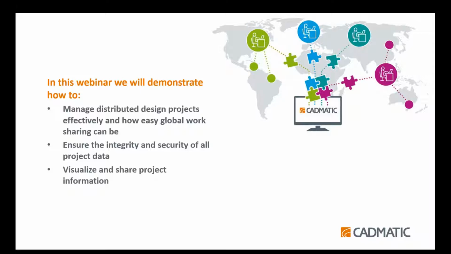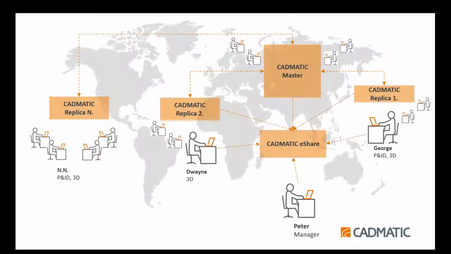So let's go to the practical setup. We have a scenario where we have a Catmatic master database located in the main office. This company has a couple of replica databases which are connected to this master database and updating each other frequently, transferring design changes, documentation and drawings between the replica databases. We also have Catmatic eShare for information share and project reviews.